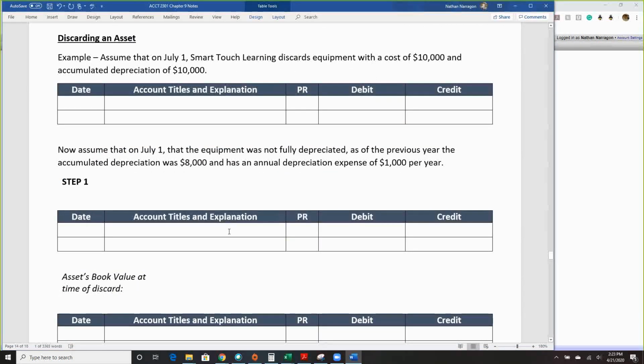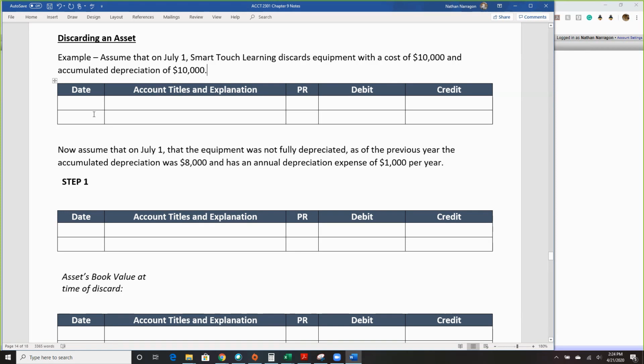So when we discard an asset, we'll come back to Smart Touch Learning. They're going to discard an equipment that has a cost of $10,000, and it's also been fully depreciated for $10,000. Now when we discard an asset, it basically means that's it, we basically chunked it. We threw it in the trash. You didn't get anything for it, we really don't care.